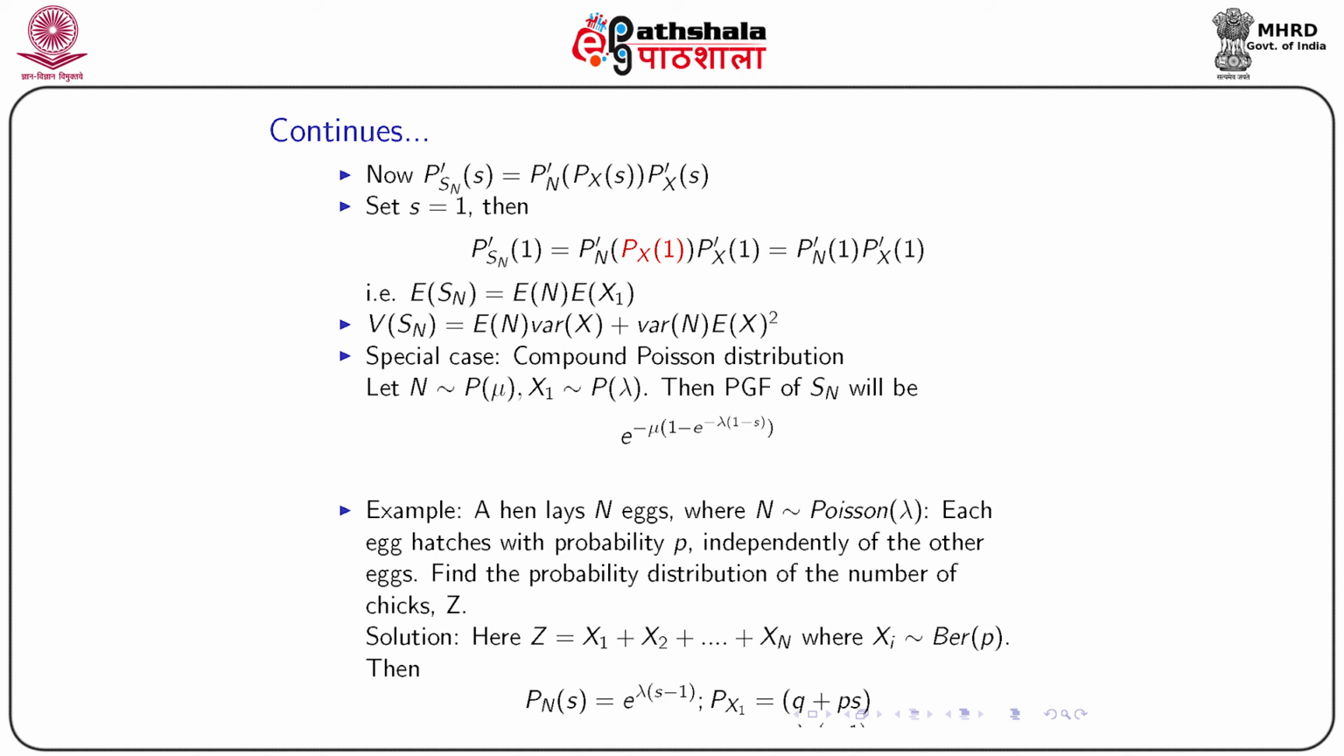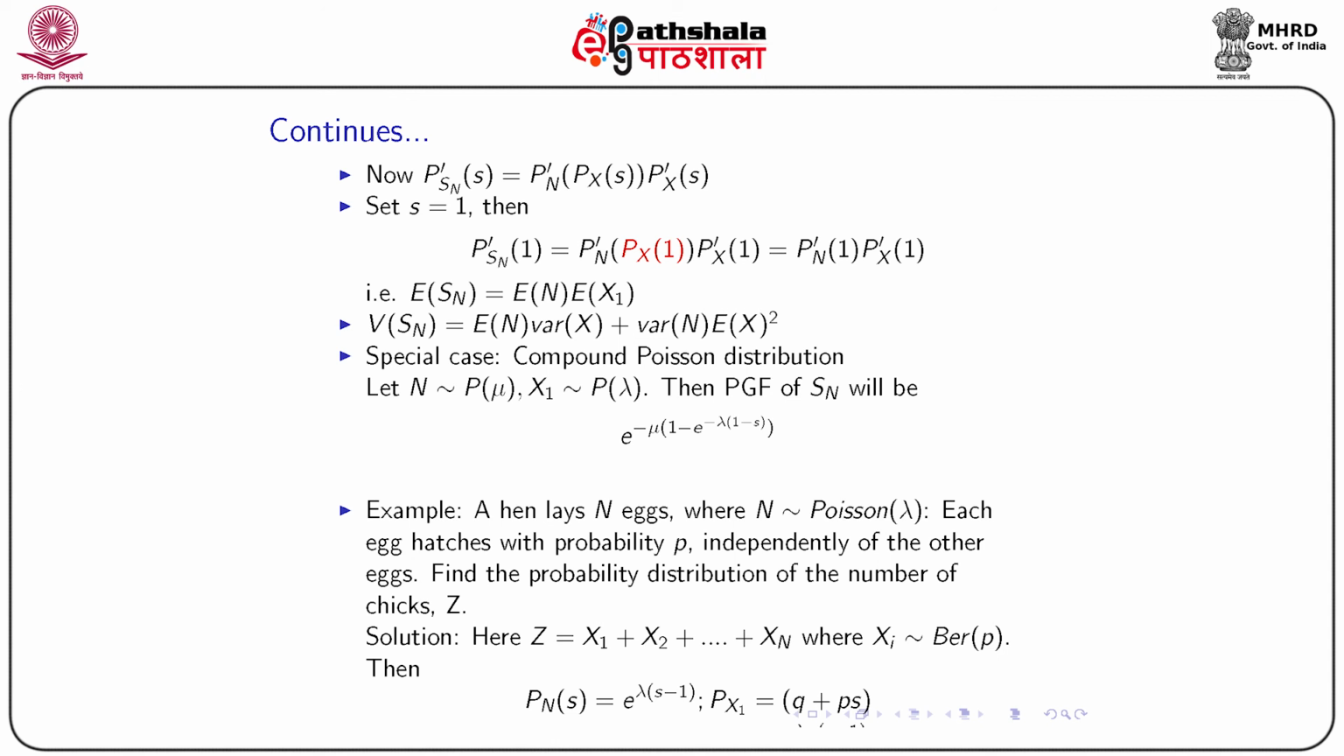Suppose that this capital N, this random number, follows Poisson distribution with parameter mu, and X_1 is once again Poisson distribution with parameter lambda. Then the PGF of S_N, if we follow this definition, S_N where capital N is the random number of variables, will be e to the power minus mu into 1 minus e to the power of minus lambda into 1 minus s. We can consider one example.